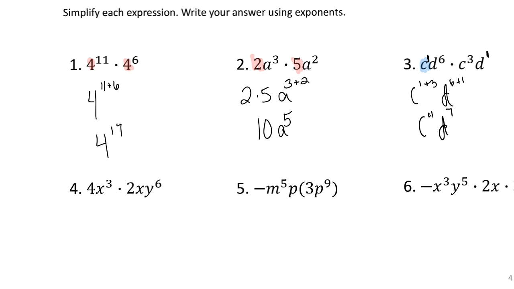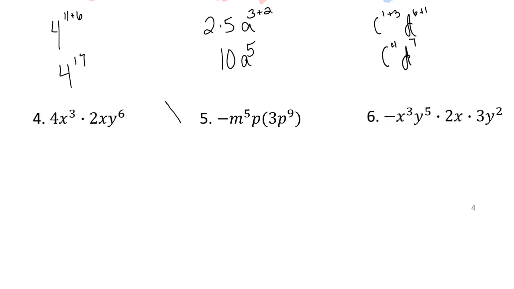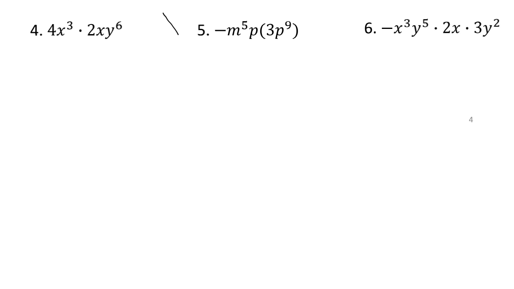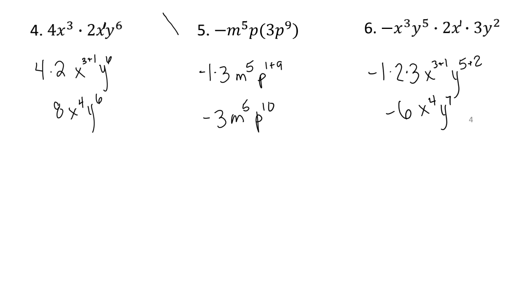Okay, so now I want you to pause, and I want you to do examples 4, 5, and 6 for me. Okay, so hopefully number 4 wasn't too bad. It should be 8x to the 4th, y to the 6th. So the only difference is that we only have one y, so that just kind of stays the same.